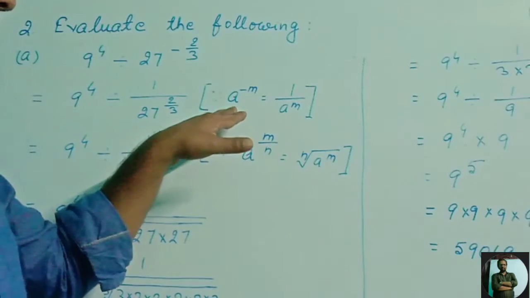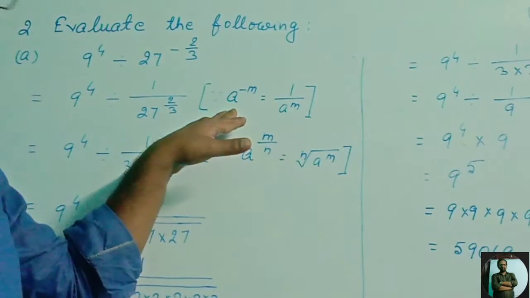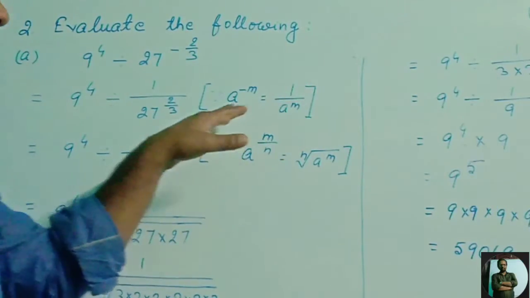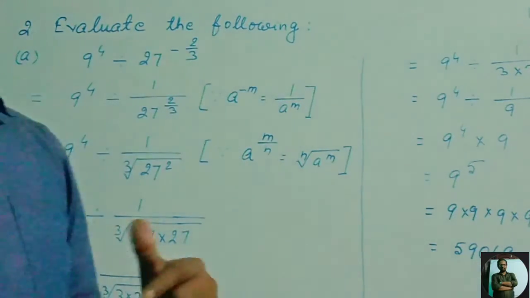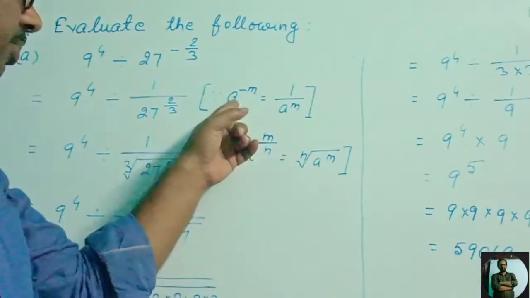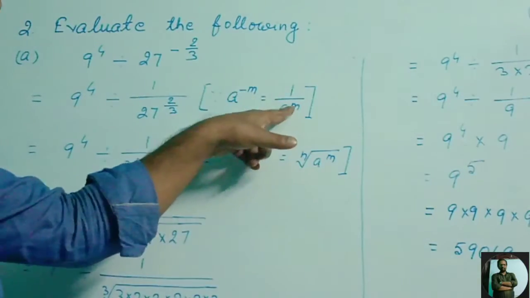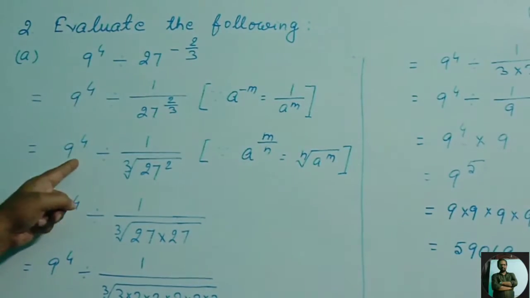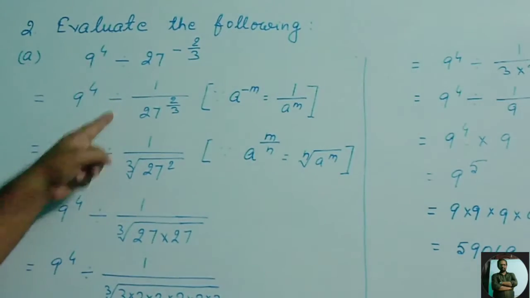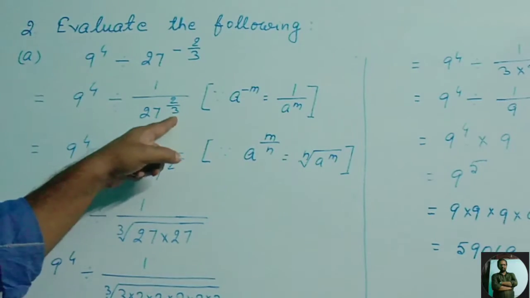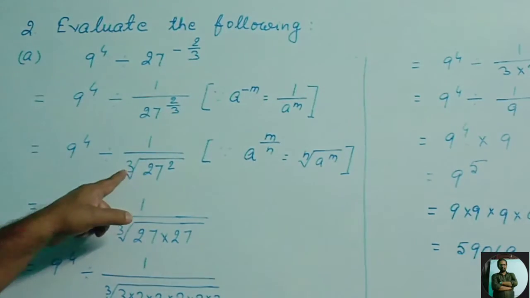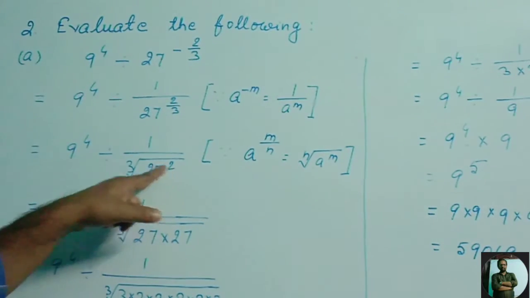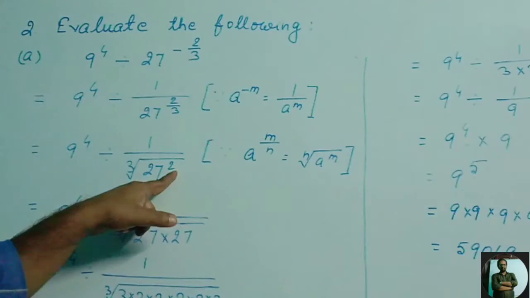Here, the rule I have used, that I wrote in the bracket, is a to the power minus m equal to 1 by a to the power m. From this, to change the negative index into the positive, we write the reciprocal. Then this negative index will be changed into the positive. In the next step, 9 to the power 4 is followed as it is, divided by, here this 3 will be used as the cube root and this square will come upon 27. This became cube root of 27 square.